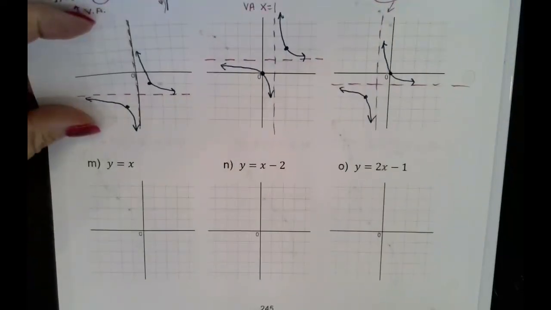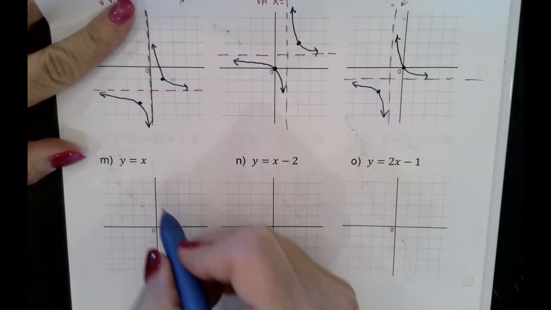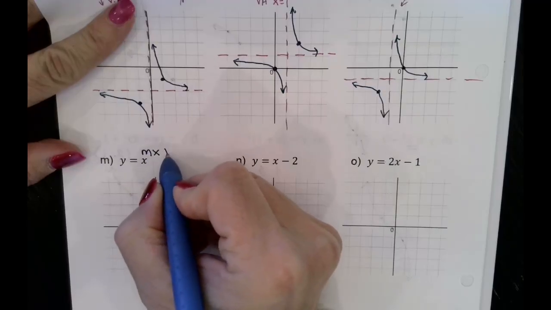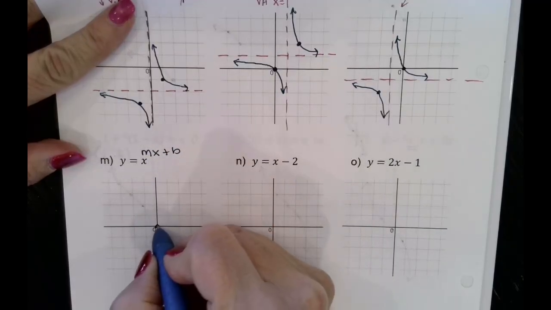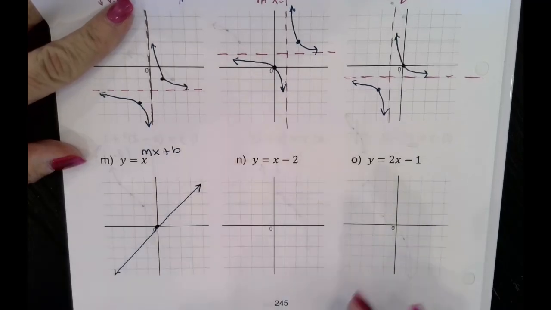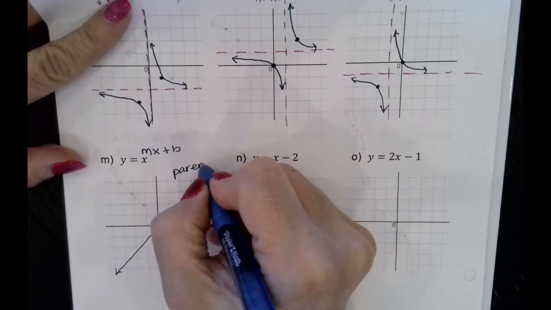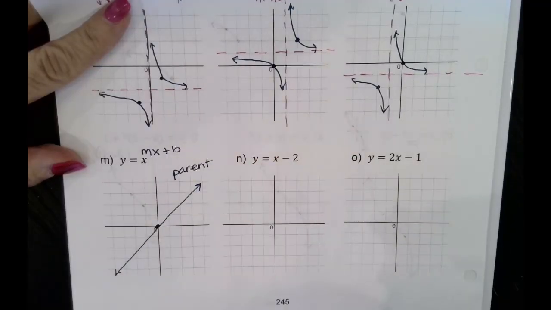Okay, these are just lines. So this shouldn't need a lot of explanation, but this is mx plus b. So when I have no b, I start at 0, 0, and I have a slope of 1. And so I have a line that looks like this. This is my parent function. There's nothing fancy happening with that line.